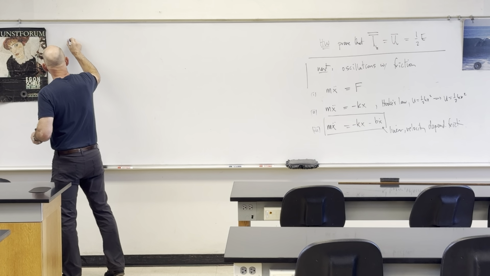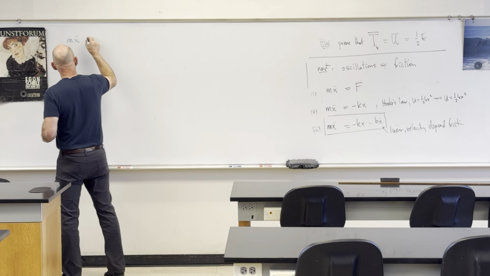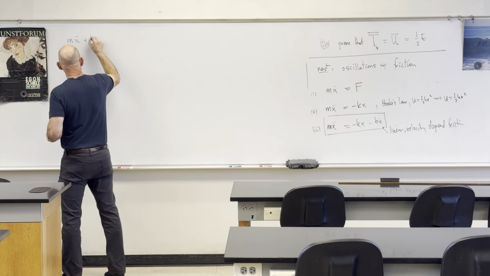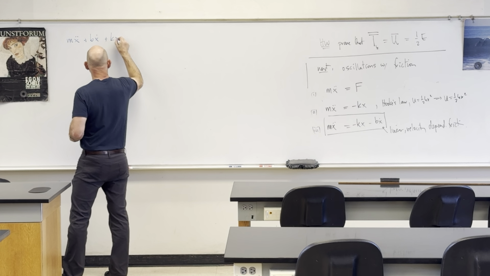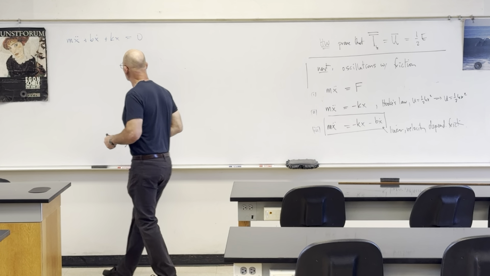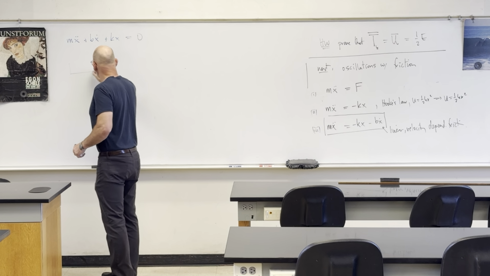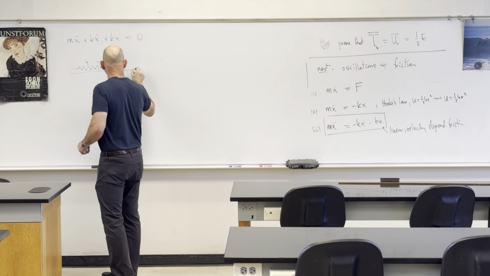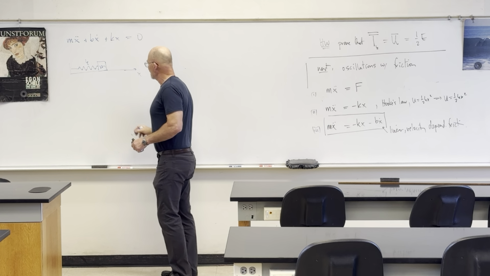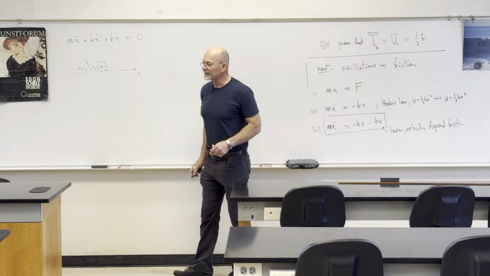I'm just going to rewrite this up here in the following form. So now we have m x second derivative plus b x dot plus kx equals 0. That's the oscillator with friction. Now we would draw the same picture here. We'd have our ideal spring k, we'd have our mass on the x-axis. But now we've got some friction in there somehow.